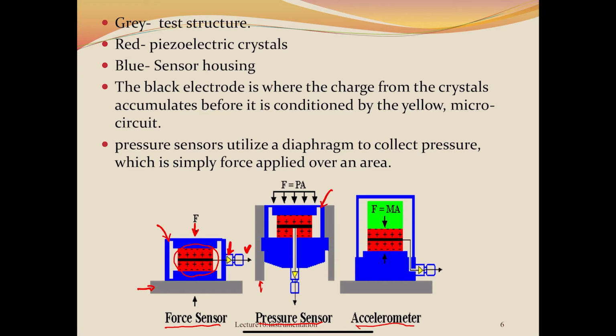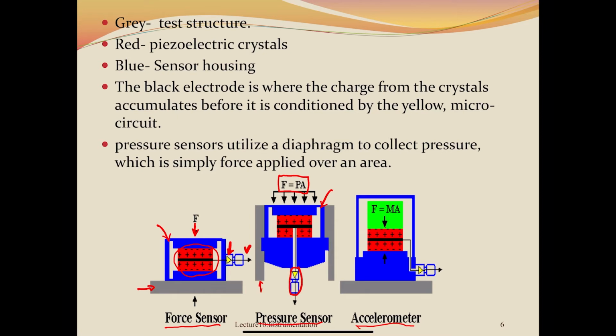It is the same in the pressure sensor here. Pressure is applied onto the surface of the sensor and changed into force, where force can be calculated using F equals P times A. So when the force is applied onto the crystal, it will cause the ions to displace, and then the effect will be accumulated and amplified by the microcircuit here.